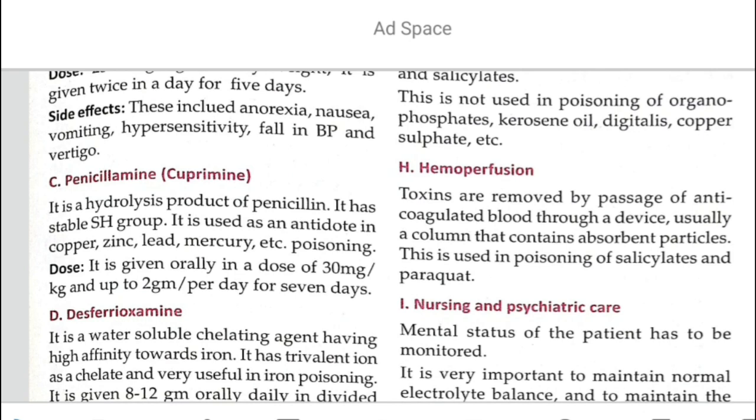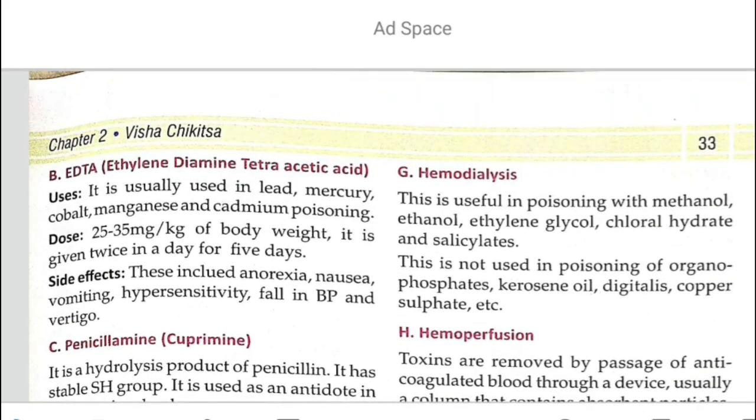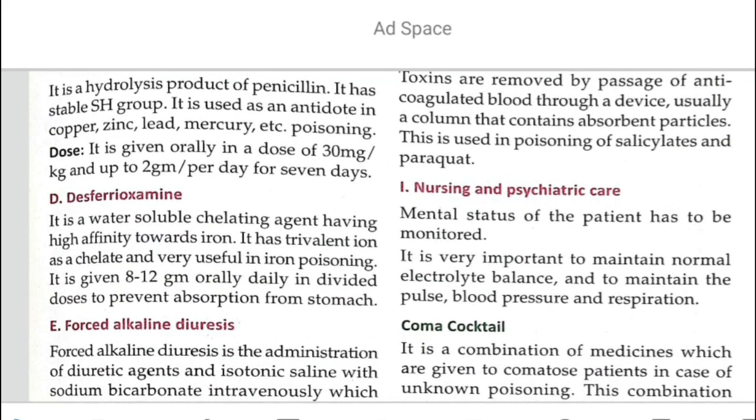C. Penicillamine, Cuprimine. It is a hydrolyzed product of penicillin. It has a stable SH group. It is used as an antidote in copper, zinc, lead, mercury, etc. poisoning. Dose. It is given orally in the dose of 30 mg per kg and up to 2 gram per day for 7 days.